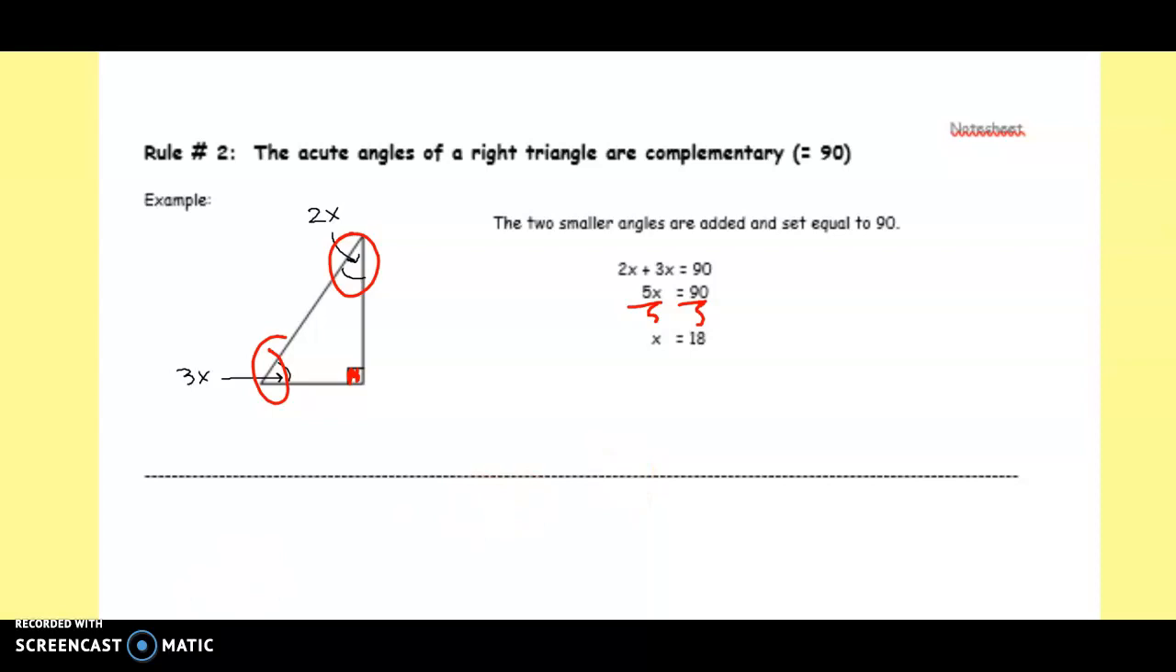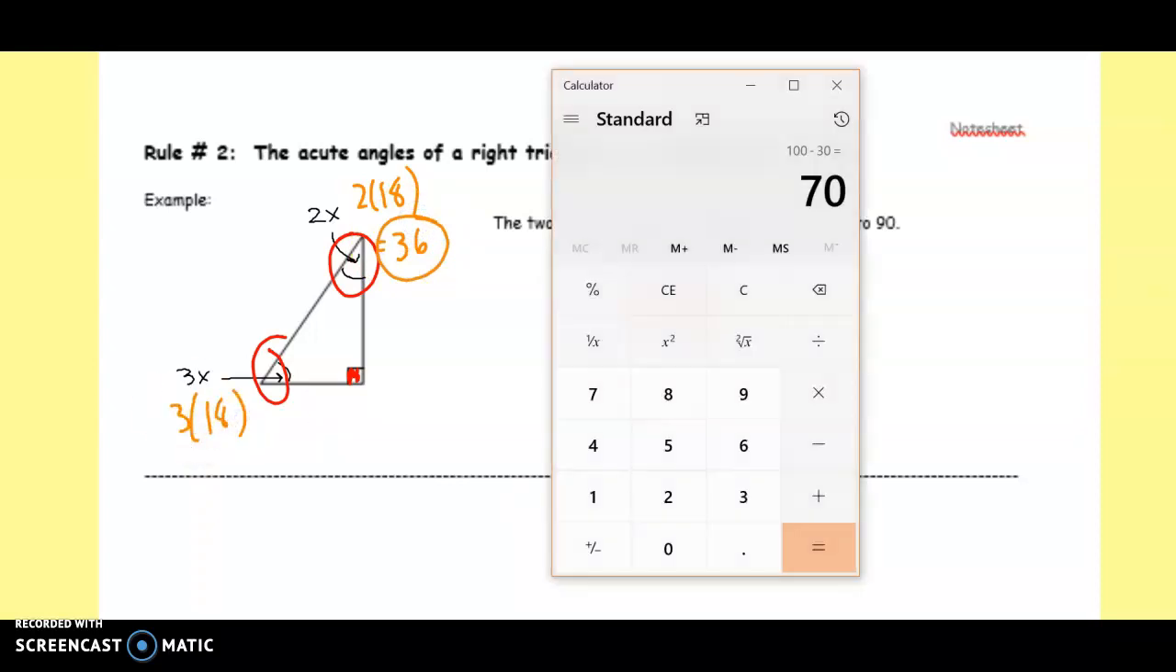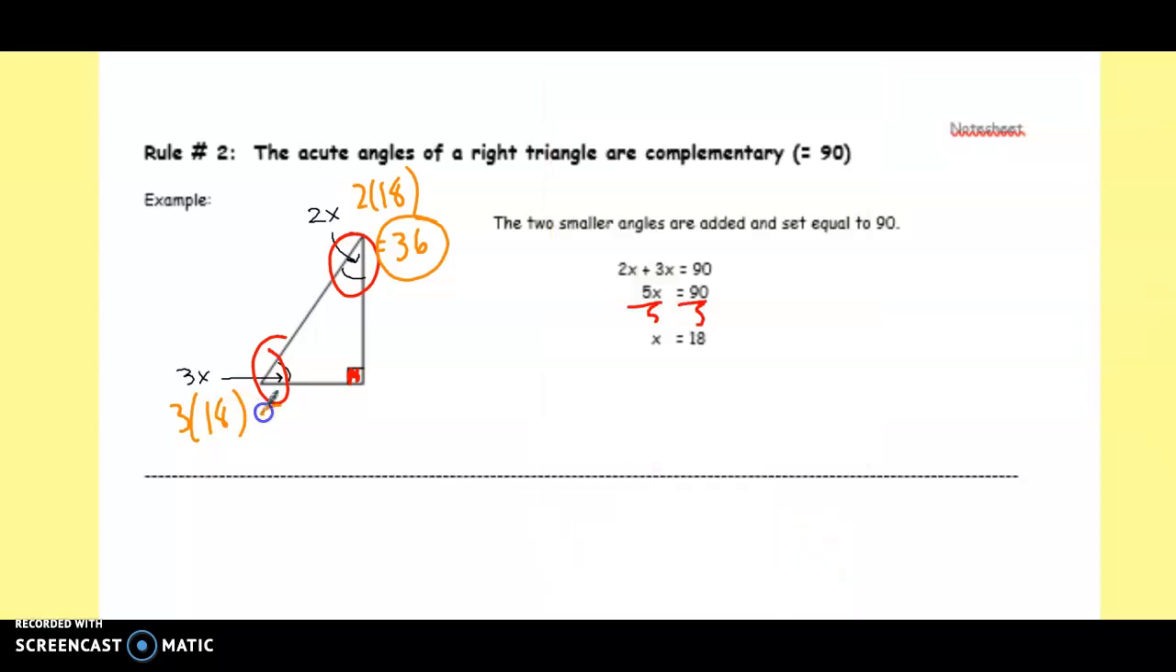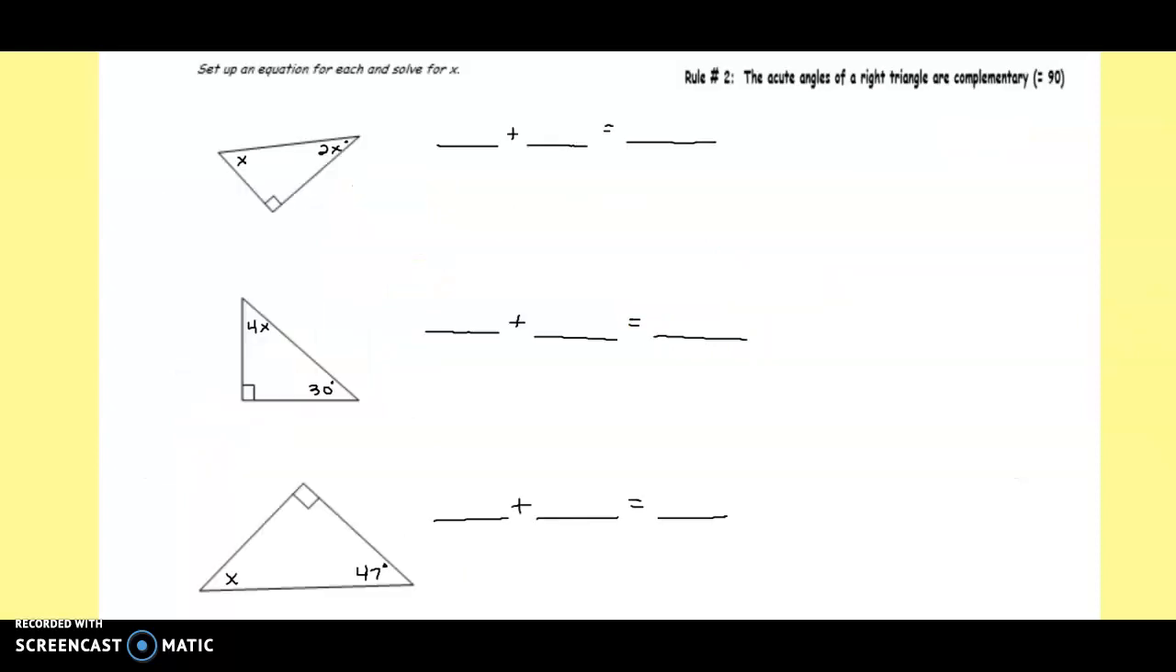So then if we were actually going to figure out the measurements, we would go back and substitute. So if x is 18, over here we have 2 times 18, which is going to give us a value of 36. And then over here, 3 times 18, let me grab a calculator. 3 times 18 is going to give us the angle measurement of 54. So we could use the idea of that relationship to set up an equation, solve for a variable, plug it back in so that we're able to tell what our angle measurements are.